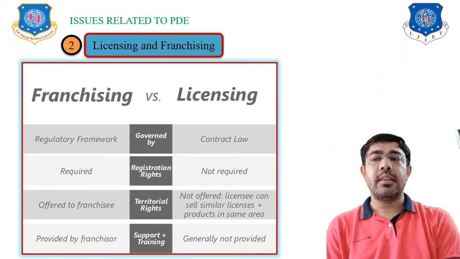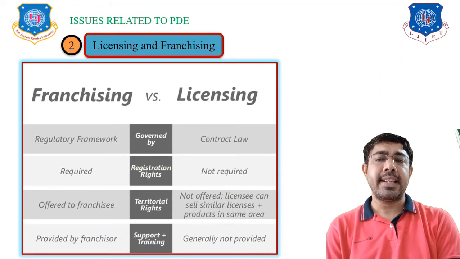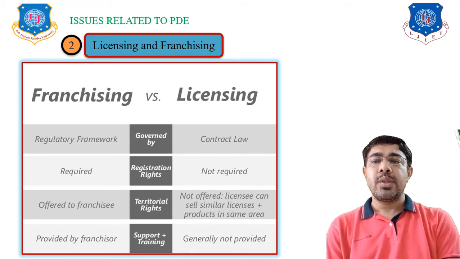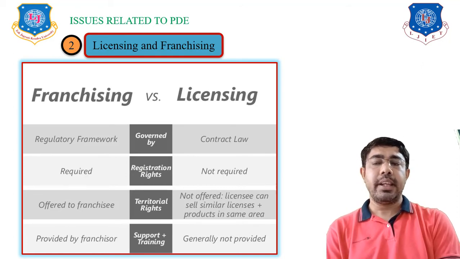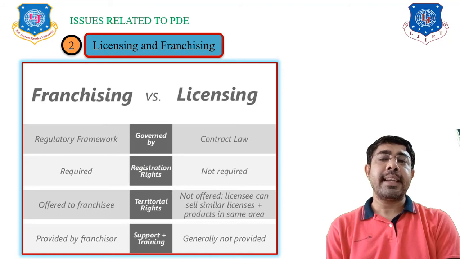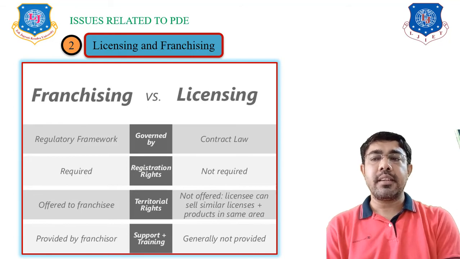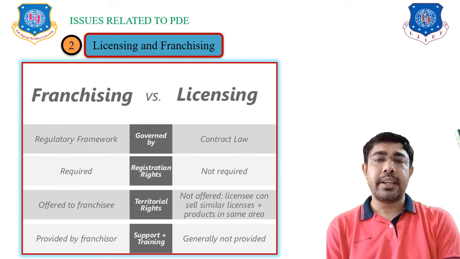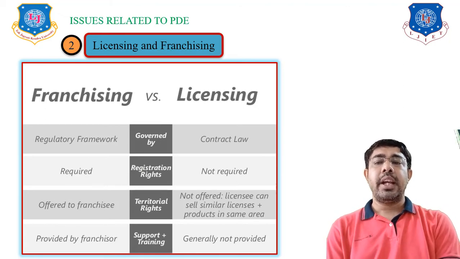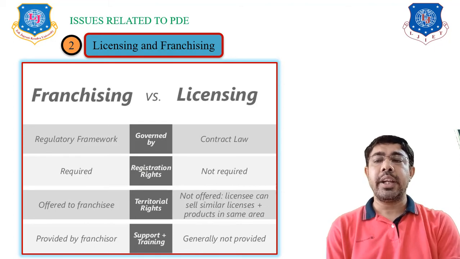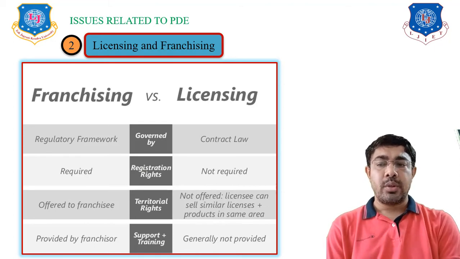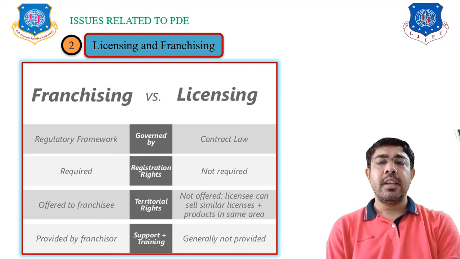Here I show the difference between franchising and licensing. If you consider the first term, governance: franchising is governed by a regulatory framework, while licensing is governed by contract law. For registration rights, franchises are required to register, and for licensing registration is not required. Territorial rights are offered to a franchisee in franchising, and in licensing they are not offered.